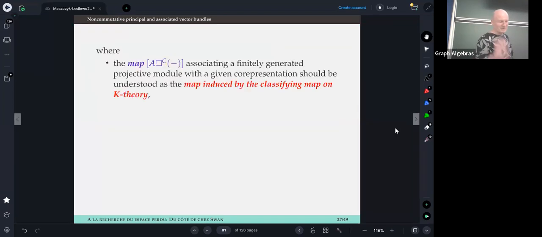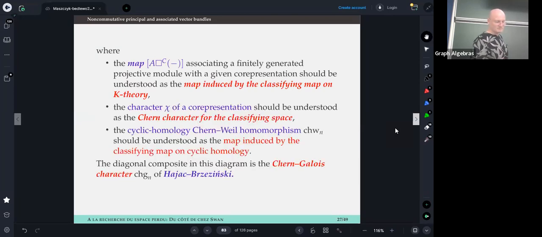Okay, so I will omit rephrasing the same in a more complicated way. Maybe the last point is important. In this square, we have a diagonal composite, and this diagonal composite was already known before we started considering this. Piotr, together with Tomasz Brzeziński, defined the Chern-Galois character. So, in a sense, you can speak about this diagram as a twofold decomposition of this Chern-Galois character.